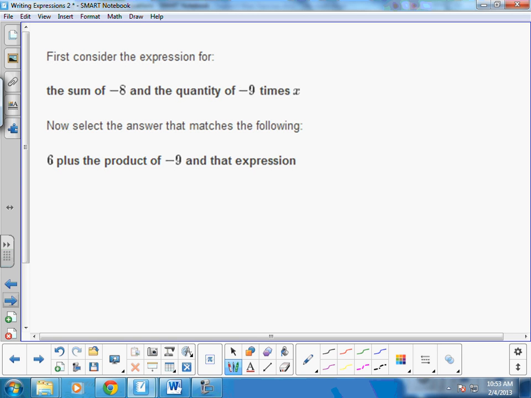The sum means I'm adding of a negative 8 and the quantity of a negative 9 times x. Negative 9 times x is a negative 9x and a negative 8. It is the sum of that. I could also have a negative 8 plus a negative 9x. Either of those would work.